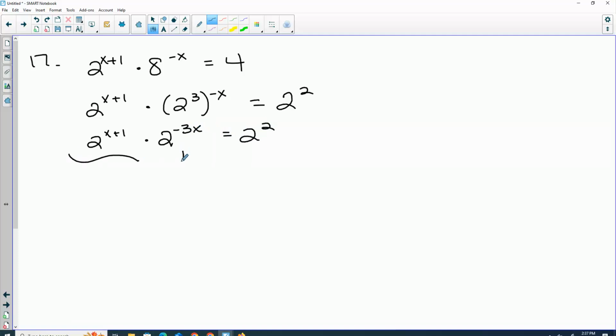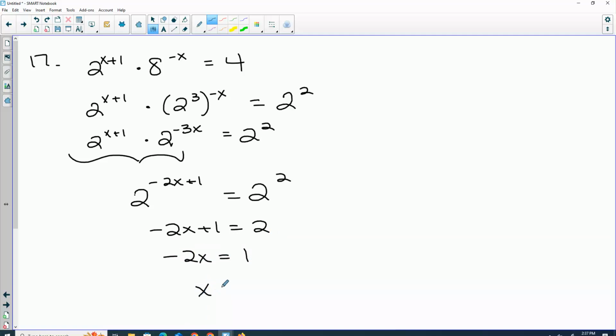If you are multiplying these 2's, what do you do with the exponent? And the base doesn't change, so it's still a 2. x plus 1 plus negative 3x. Now we have a common base. Base 2 on each side, so you drop the base and set the exponents equal. So negative 2x plus 1, divide, and x is negative 1/2.